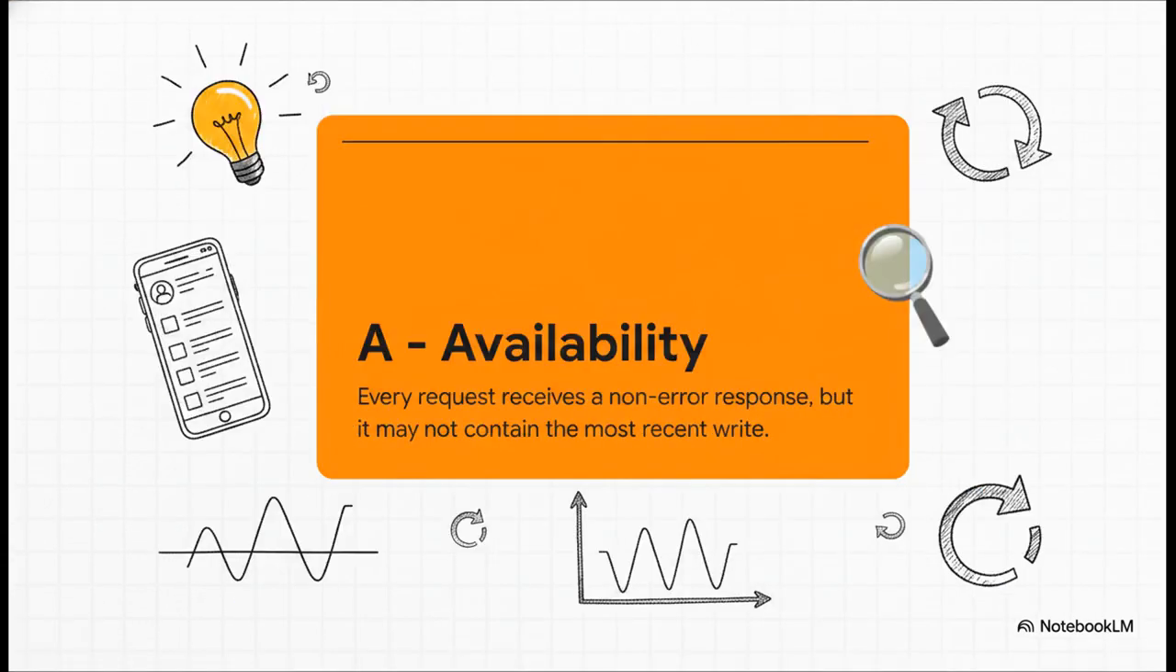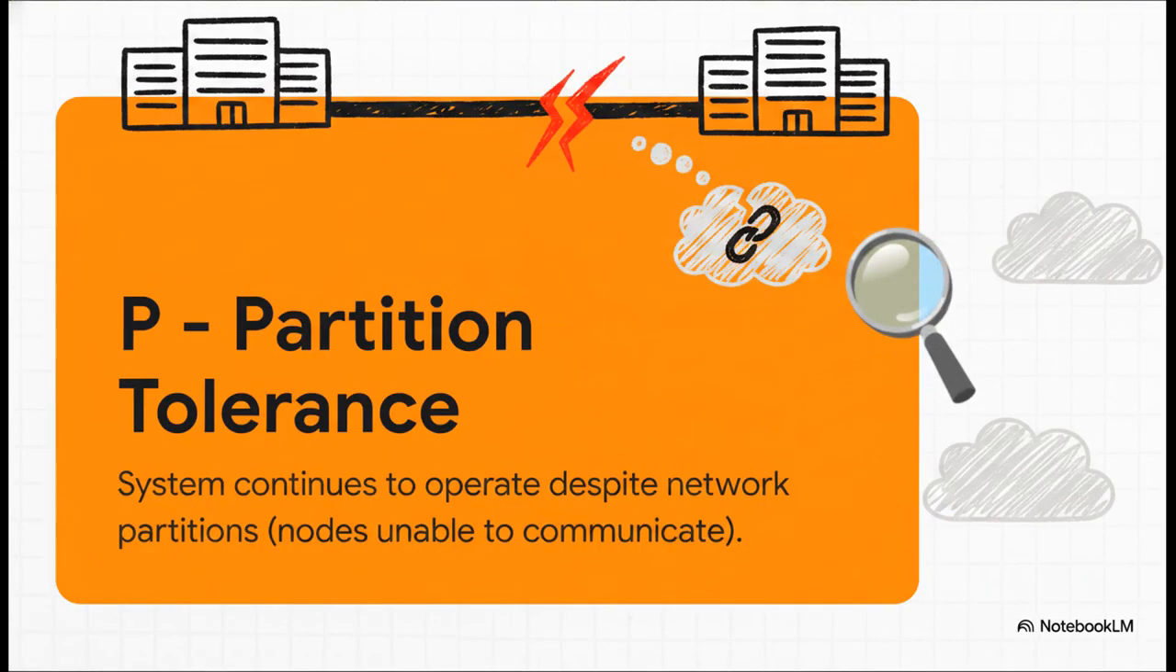Then you've got availability. And this one's pretty simple. It just means the lights are always on. You ask to see your social feed, you get a feed. You refresh the page, it loads. Now, it might not be showing the very latest like from a millisecond ago, but it's never going to show you a service down error. It just works. And finally, we have partition tolerance. This is all about a system's ability to survive when parts of it get cut off from each other. So imagine the network cable connecting a data center in London to one in Tokyo gets physically severed. A system that's partition tolerant can handle that kind of chaos and just keep on operating.